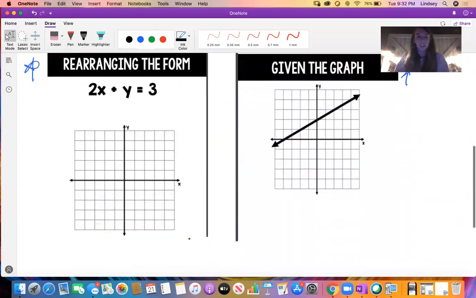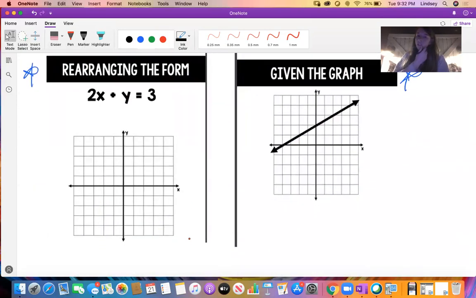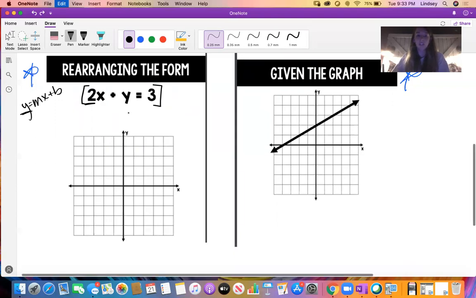Now, this one, we're rearranging the form of the equation. So we've talked about that when you're graphing a line, it has to be in slope-intercept form, which is y equals mx plus b, which means it has to be set equal to y. So when we're given an equation that's not set equal to y, we can't just look at this 2 and say, oh, it's paired with x, that's my slope. It doesn't work like that. You have to take the equation and rearrange it so that it's solved for y.